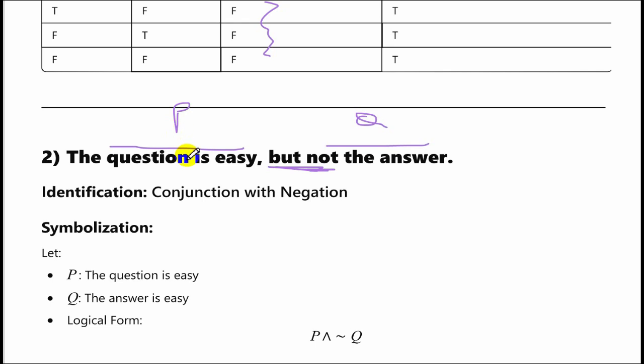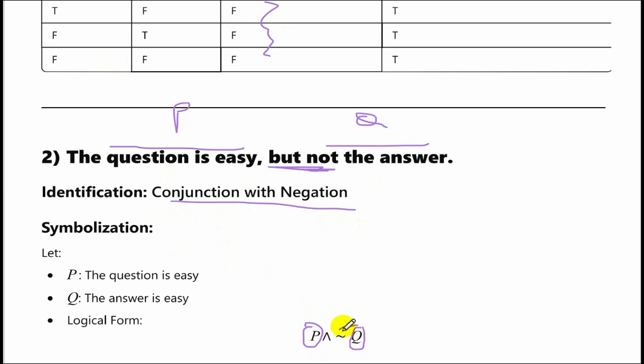Okay. All right. So I'm also learning with you all, where I find that I also need to, because I will acknowledge. If I don't know something, I'll acknowledge. Okay. So the question is easy, but not the answer. Question is easy. Answer is easy. And answer is not easy, because it says, but not the answer. Alright, so this is conjunction with negation. In the earlier it was negation with conjunction. So it is conjunction with negation.